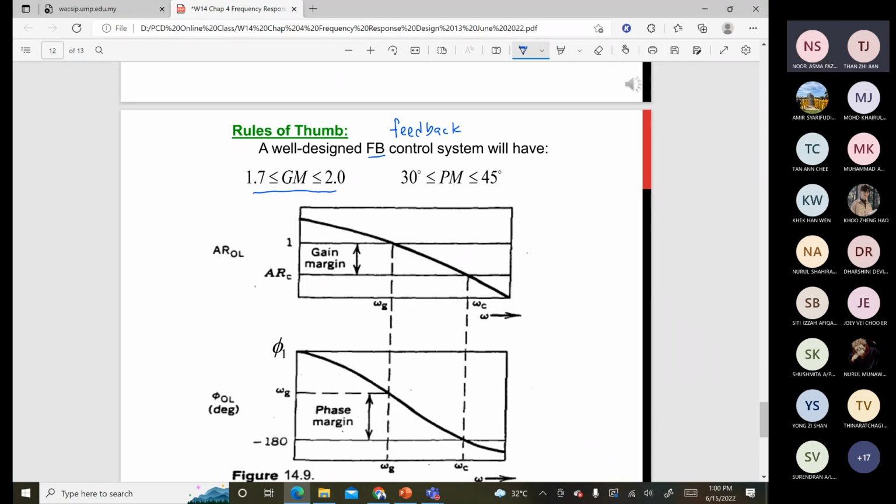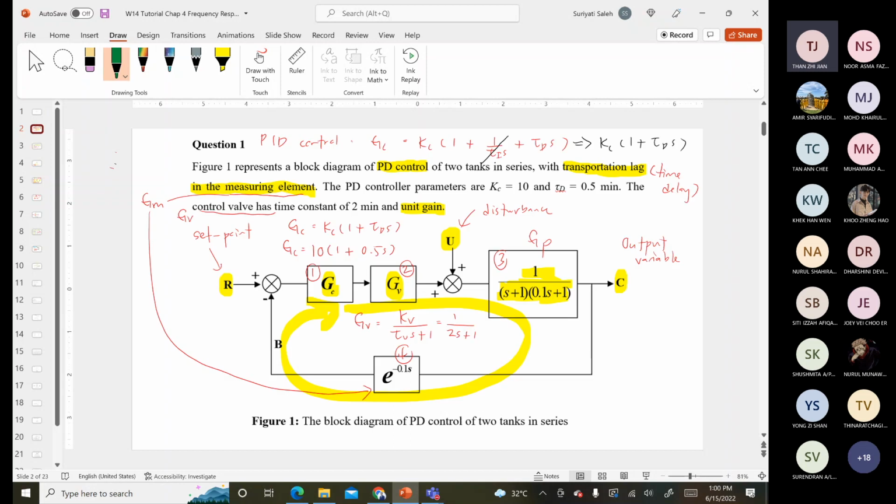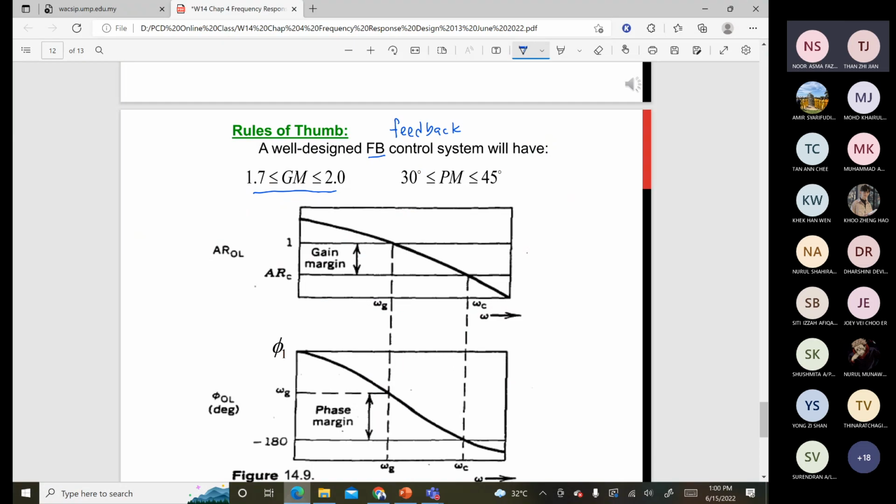What is meant by well-designed? Here we will investigate the suitability of our control, okay or not. In this case, based on the given example, we use PD control. So we want to check whether our PD control is okay or not. How to check? We use the following criteria. The gain margin must be between 1.7 and 2. The phase margin must be between 30 and 45.